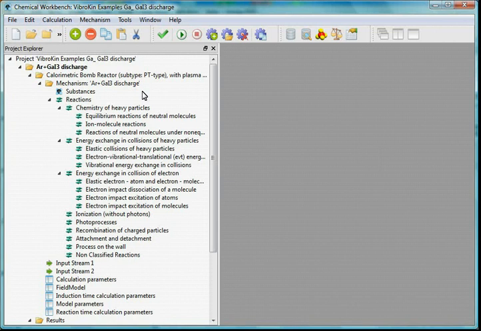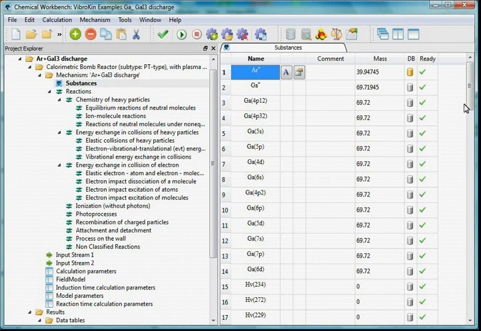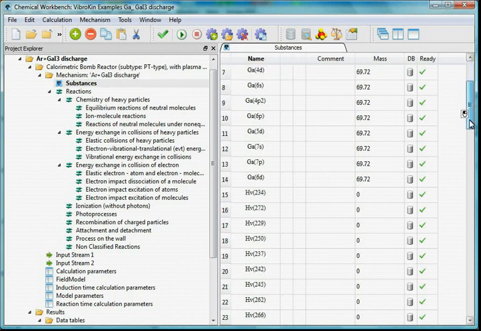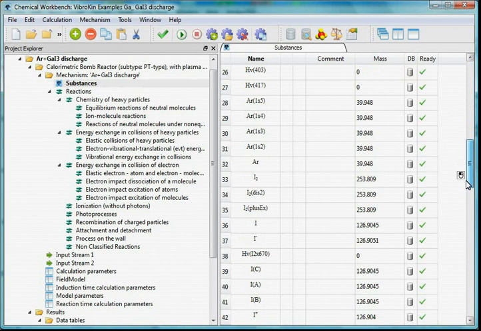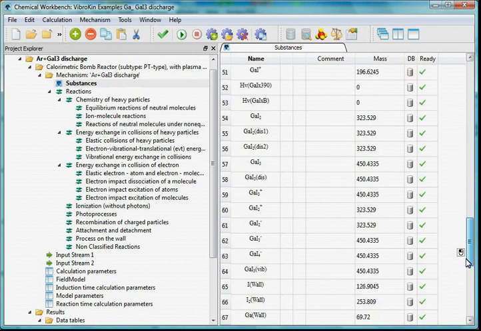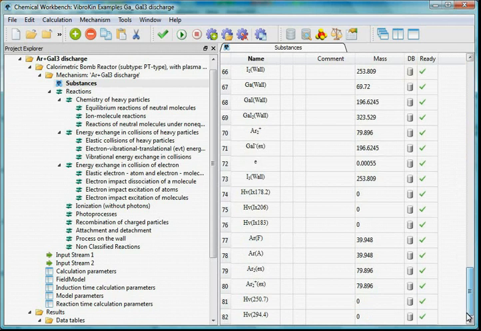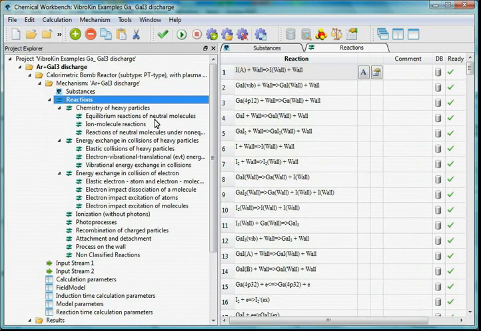The project contains a table of substances and reactions, input stream and calculation, field and model parameters. All species used in the mechanism can be seen by double-click on the Substances tab. You can see neutral, excited, and charged species of gallium iodide and argon, electrons, and gamma quanta emitted during discharge. The full table of plasma chemical diffusion reactions and reactions of light emission can be seen by double-click on the Reaction tab.